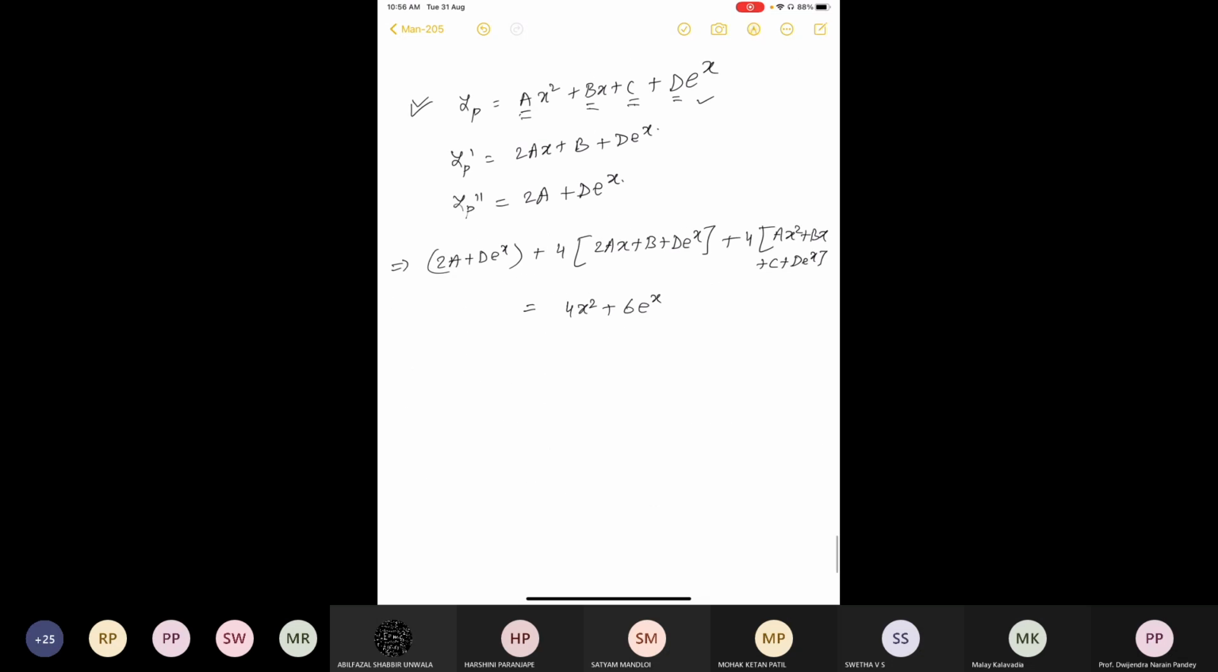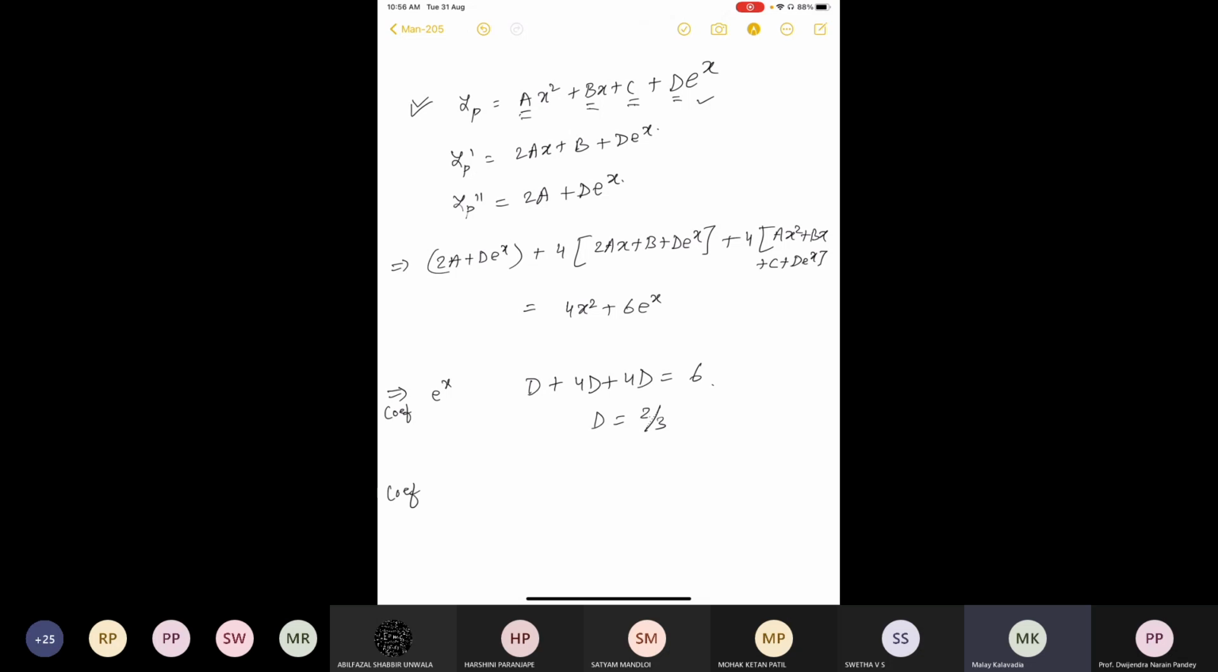Now compare the corresponding coefficients. Look at the coefficient of e to the power x. What will you get? d plus 4d plus 4d equals 6, so 9d equals 6. So you got d equal to 2 by 3. This is quite easy.